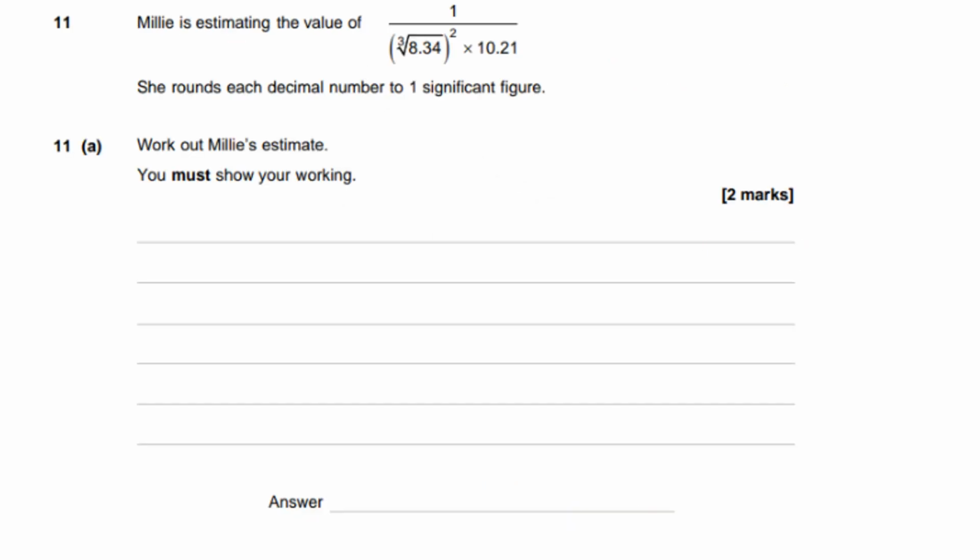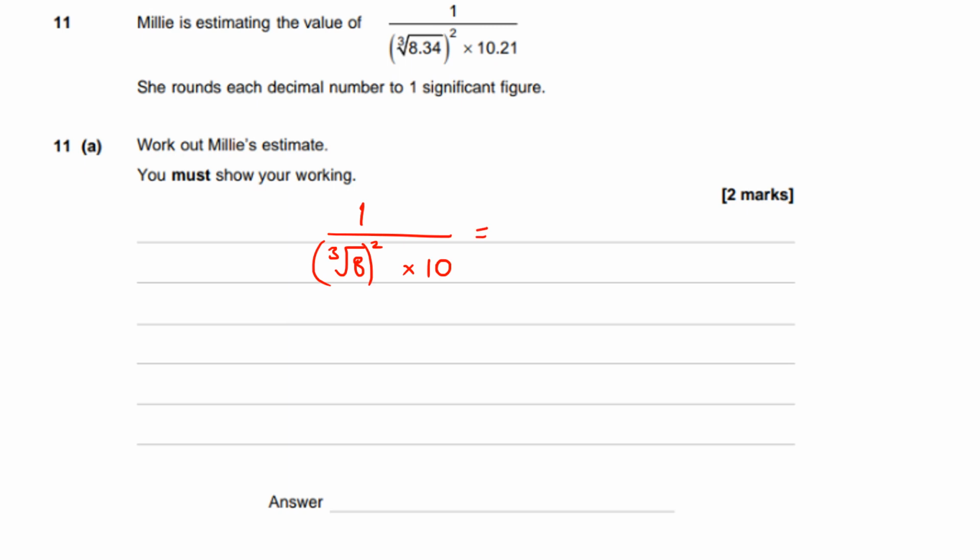Question 11. Millie is estimating the value of this calculation. She rounds each decimal number to one significant figure. When you're estimating, you are going to round everything to one significant figure generally anyway. So work out Millie's estimate. So let's just figure out the estimate. So it's going to be 1 out of, so 1 to one significant figure is 1. 8.34 to one significant figure is 8. And we'll times this with 10.21 is 10.